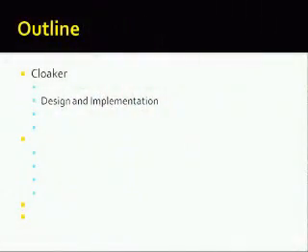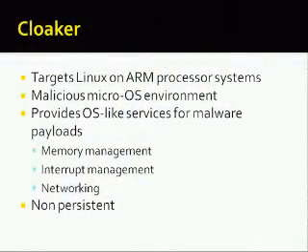And that brings us to how do we build such rootkits. So Cloaker, which I'm going to talk about today, is built for Linux on the ARM platform. And like I said, it has to provide its own mini OS environment essentially for running malware. And I'm going to talk about a couple of malware payloads later on. And the services that Cloaker provides are like a typical operating system. It has memory management support, interrupt management, and it has even networking support. And Cloaker is a non-persistent rootkit.